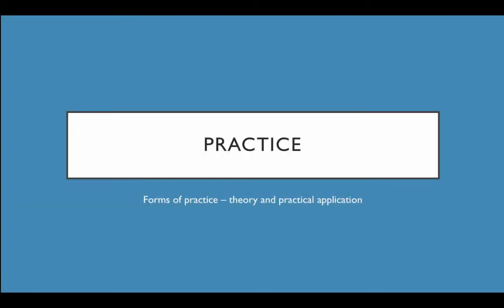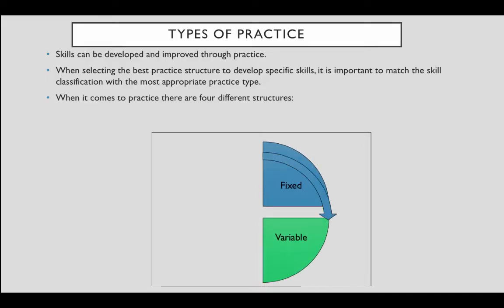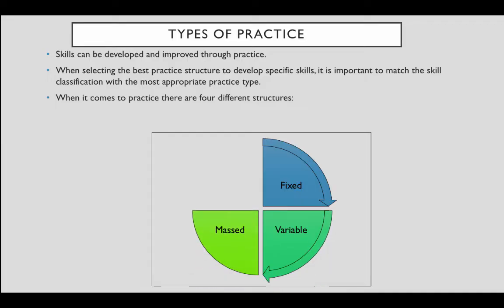Practice: the forms of practice, theory and practical application. There are different types of practice. Skills can be developed and improved through practice. When selecting the best practice structure to develop specific skills, it is important to match the skill's classification with the most appropriate practice type. When it comes to practice, there are four different structures: fixed, variable, massed, and distributed practice.